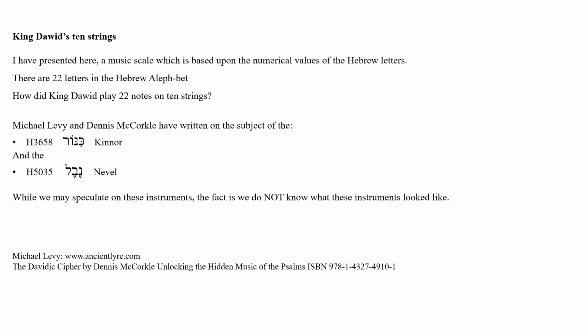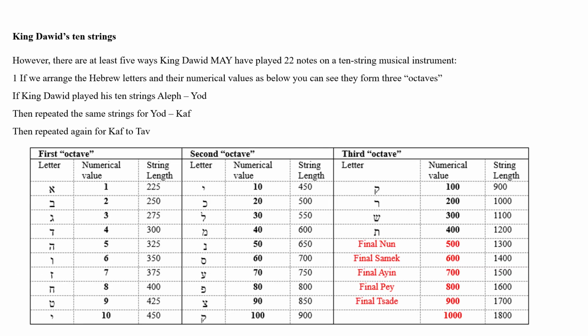Michael Levy and Dennis McCorkle have written on the subject of the kinnor and the nevel. We may speculate on these instruments, but the fact is we do not know what these instruments looked like. However, there are at least 5 ways King Dawid may have played 22 notes on a 10-string musical instrument.